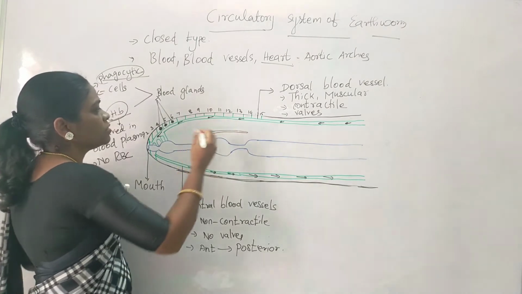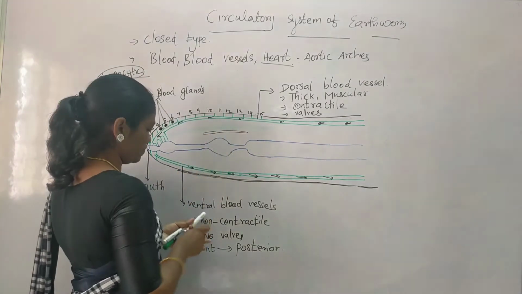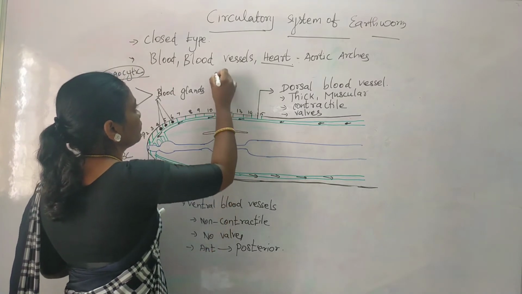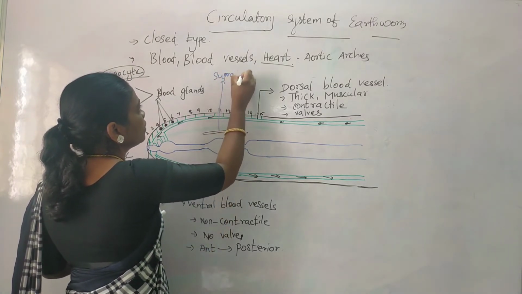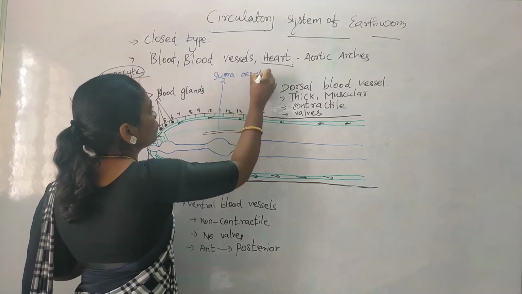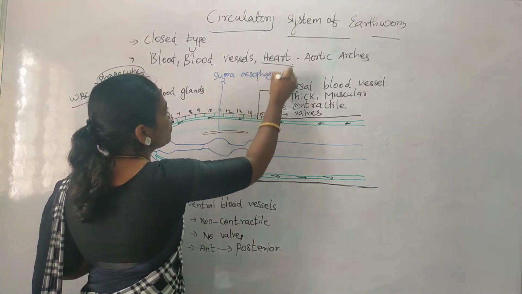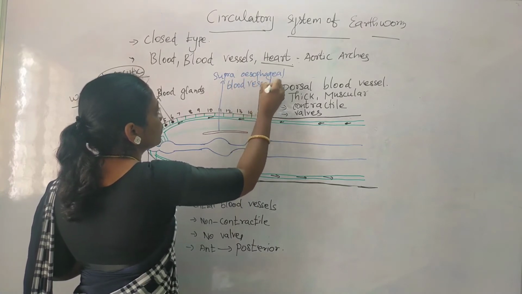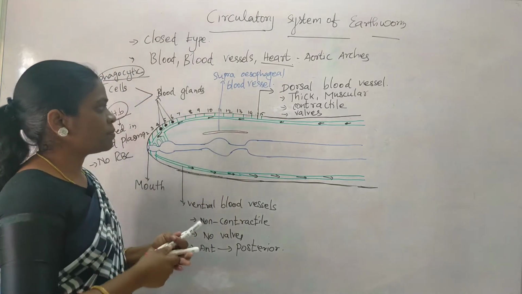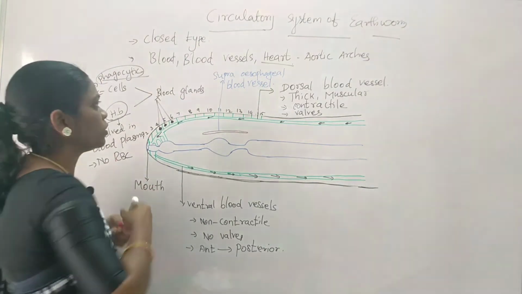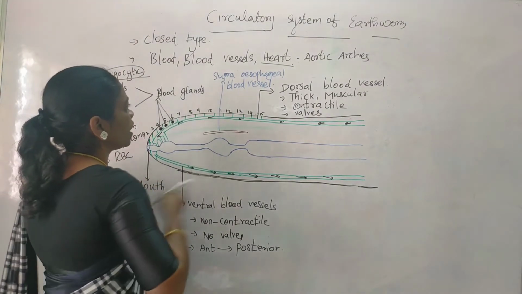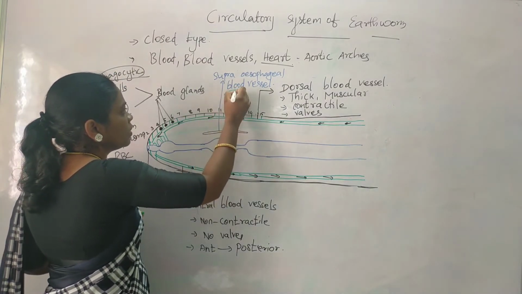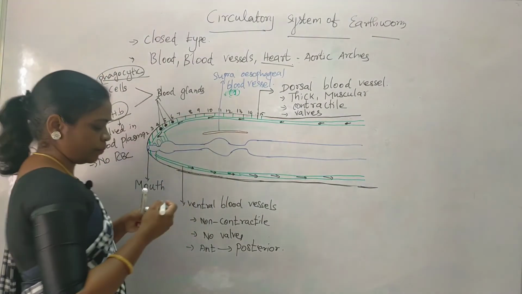It is named supraesophageal blood vessel. These blood vessels are only one in number. They are not actually a pair. Only one blood vessel you can find.